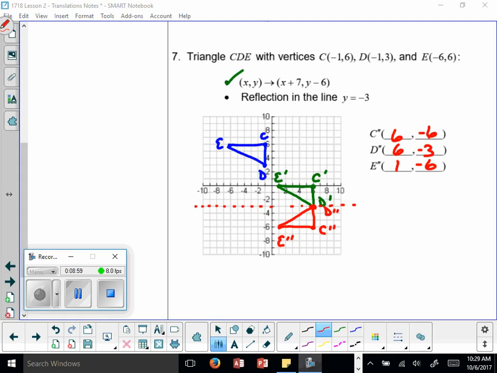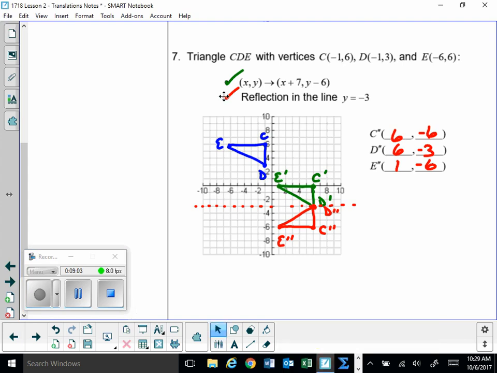Okay, take a minute to check this. First I translated. I moved right 7 and down 6. And then I reflected in the line y equals -3. Look at what happened to D prime and D double prime. D prime was on my line of reflection. So D double prime didn't move. They're the exact same point when you're on the line of reflection.